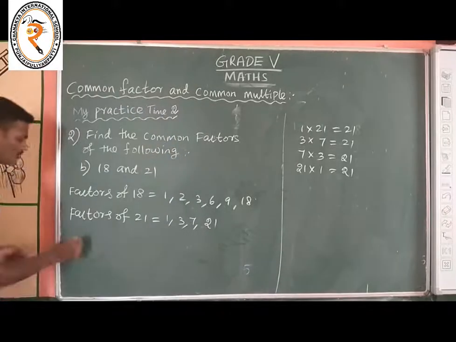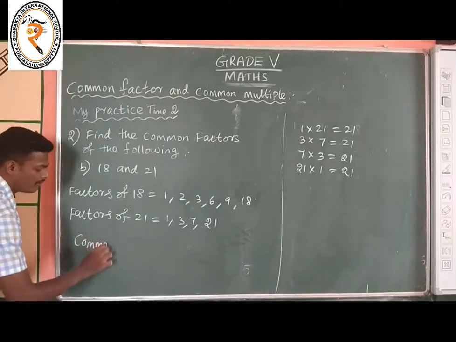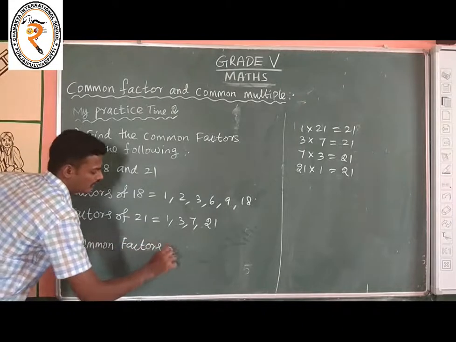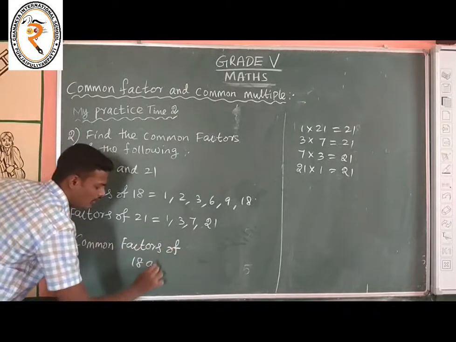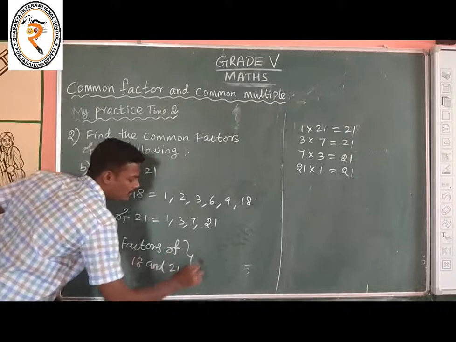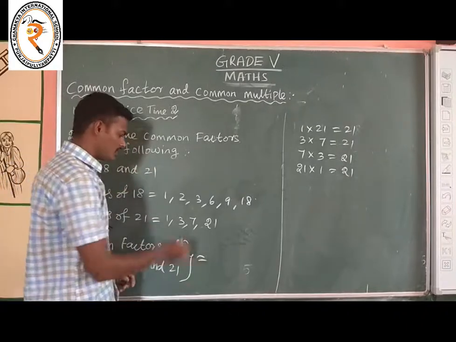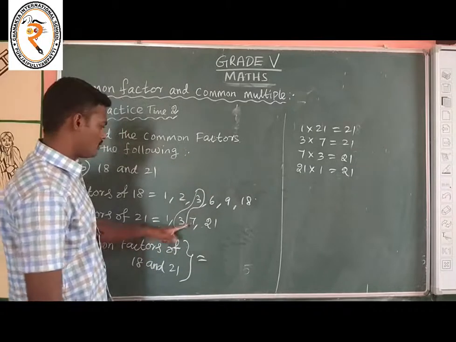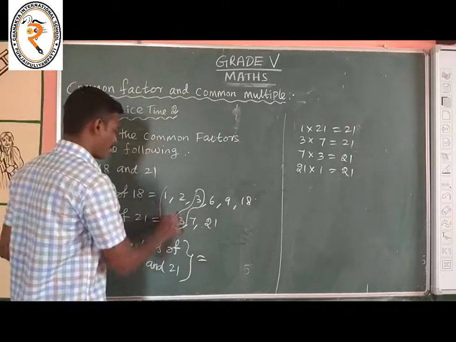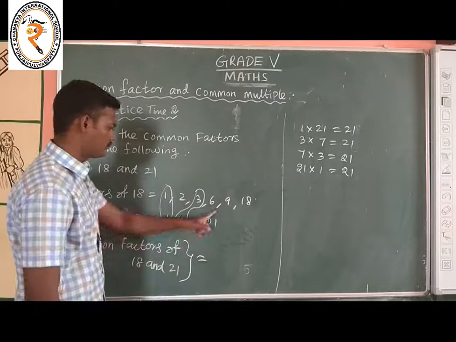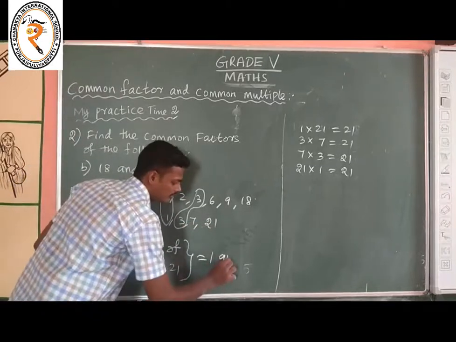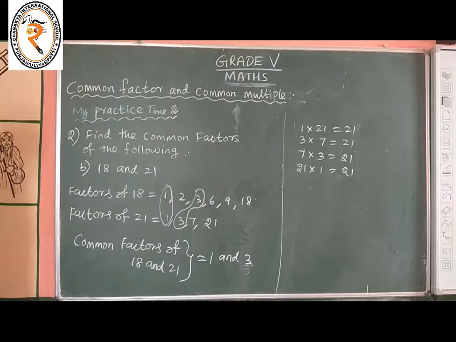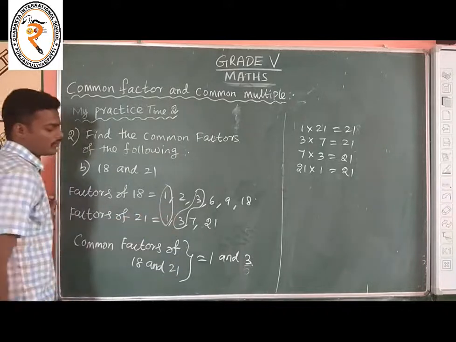So common factors of 18 and 21: common are 1 and 3. Common factors of 18 and 21 are 1 and 3.